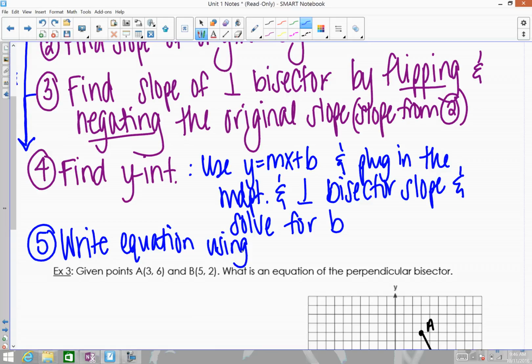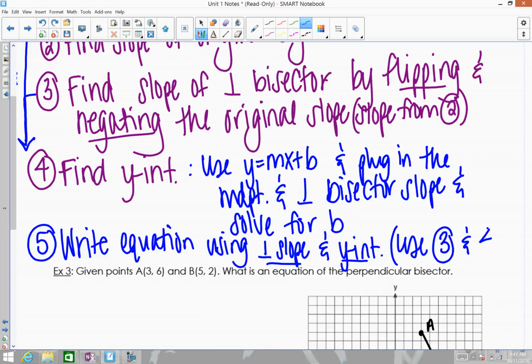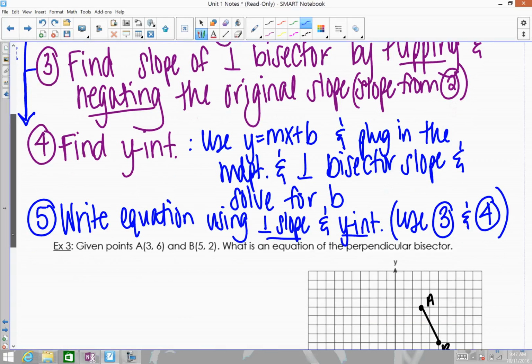Using the perpendicular slope, which is the perpendicular bisector slope, and the y-intercept. So basically you use numbers 3 and 4 to do that. So let's go ahead and actually do this.